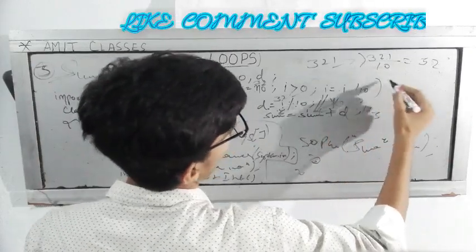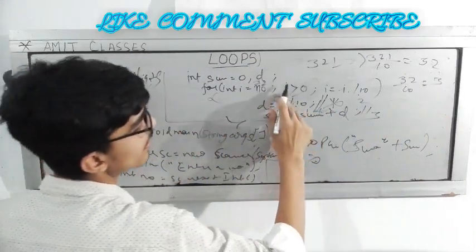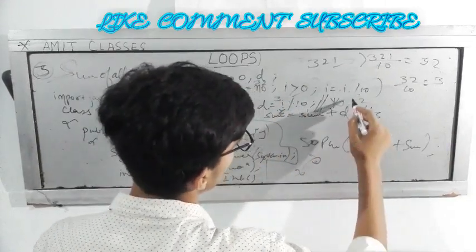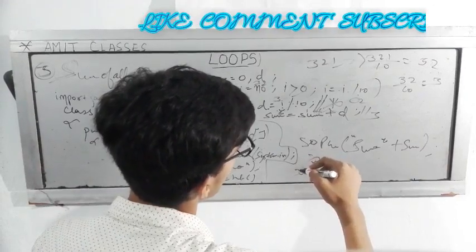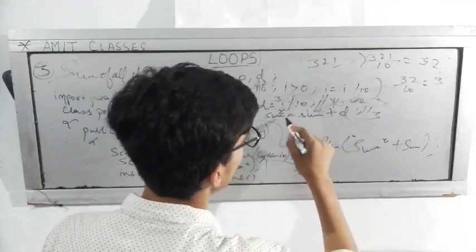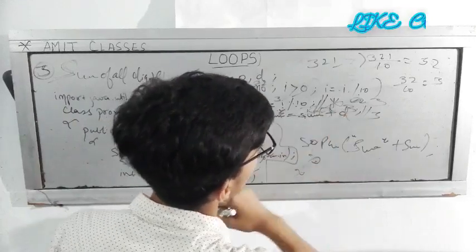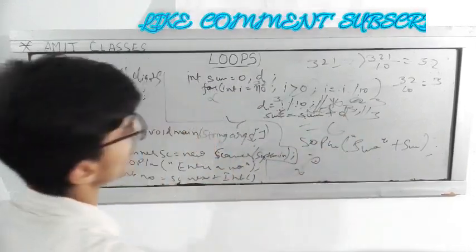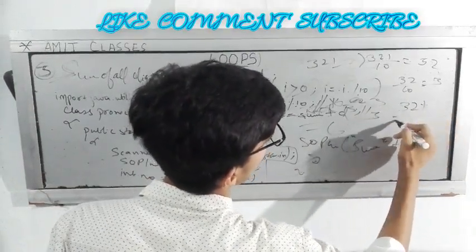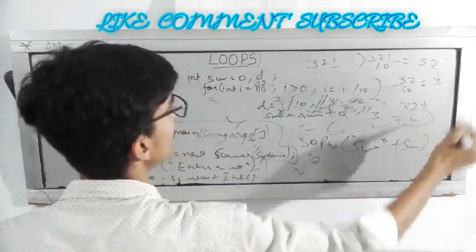So now i was 3 2 by 10, which is equal to 3. 3 is more than 0, yes. 3 mod 10 is equal to 3, and sum is equal to sum plus d. What was sum? 3 plus 3 is equal to 6. Sum of all the digits of 3 2 1 is 3 plus 2 is 5, plus 1 is 6. So this program is totally correct.